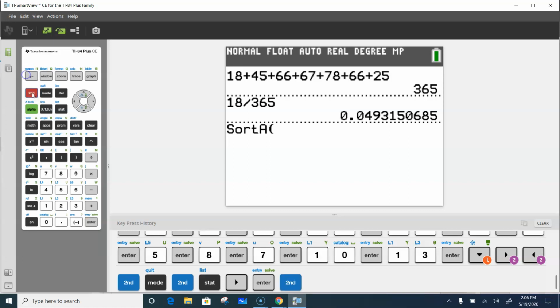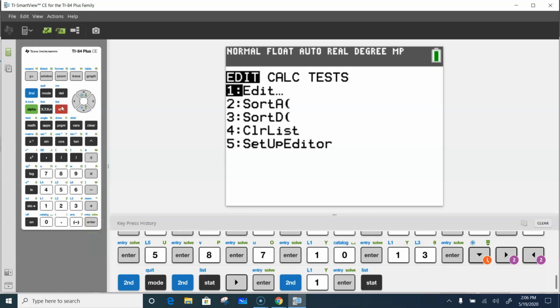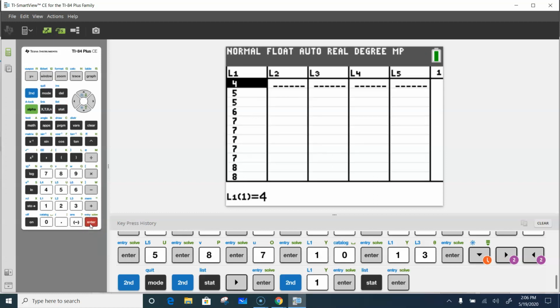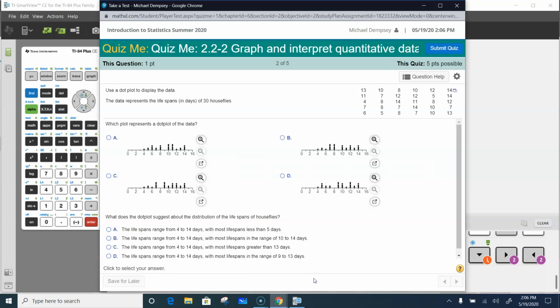It comes up on my screen. I'm going to hit second and the number 1 for L1. And it doesn't look like anything miraculous has happened. But now when I go to stat and edit, my list is edited. And I can see I have a 4, 2 5s, a 6, a bunch of 7s. Okay? So let's go back to the problem and see if we can see that.